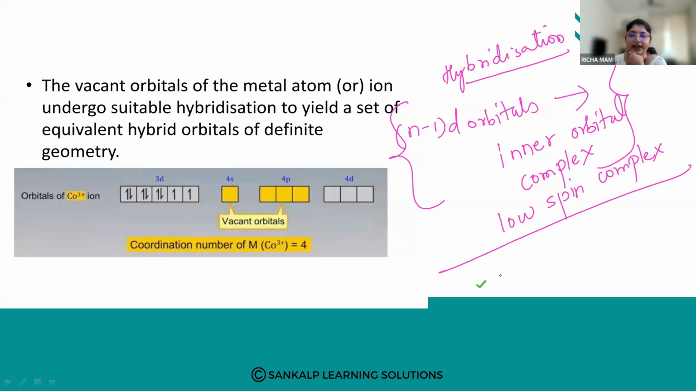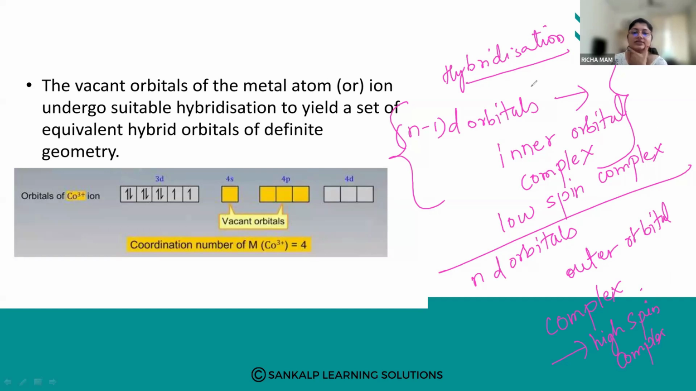And if we are making use of nd orbitals, then the complex is called the outer orbital complex, or the high spin complex. Got it? So this is the hybridization.